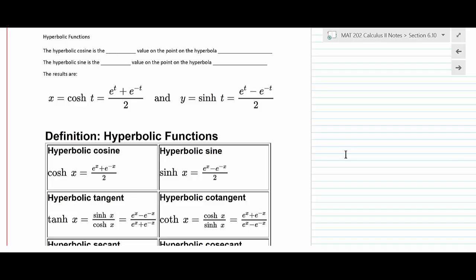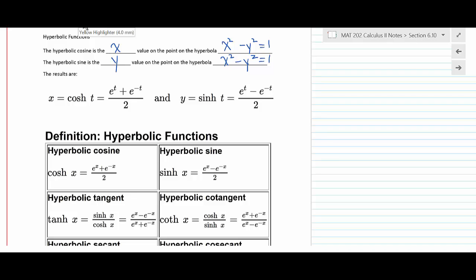So there's a couple of things that we want to look at here. To begin with, the hyperbolic cosine is just the x value on the point on the hyperbola x squared minus y squared equals 1. When I was doing that trace, that's what it was doing: finding the x value on that hyperbola at a certain point. Hyperbolic sine is the y value on this hyperbola. So that's the idea.